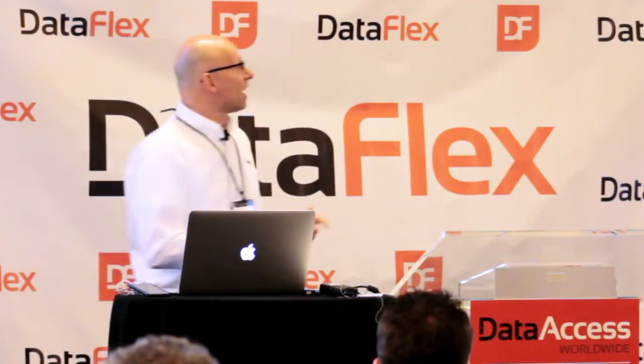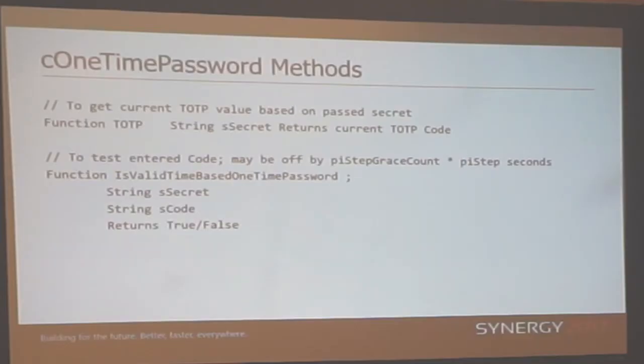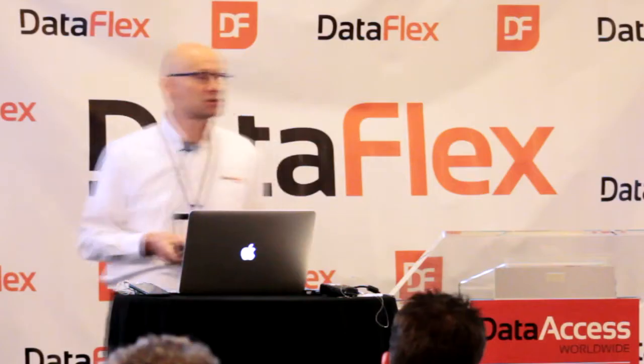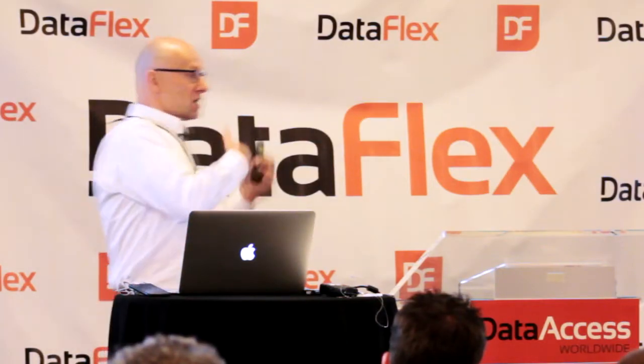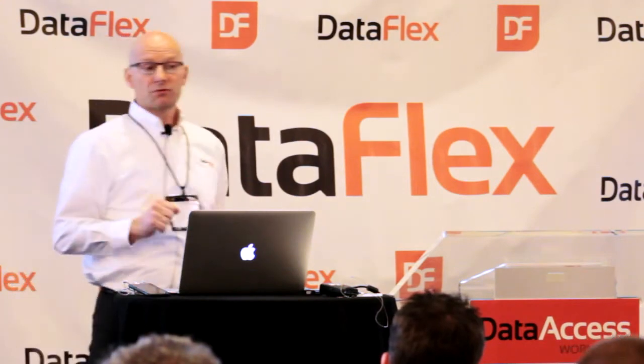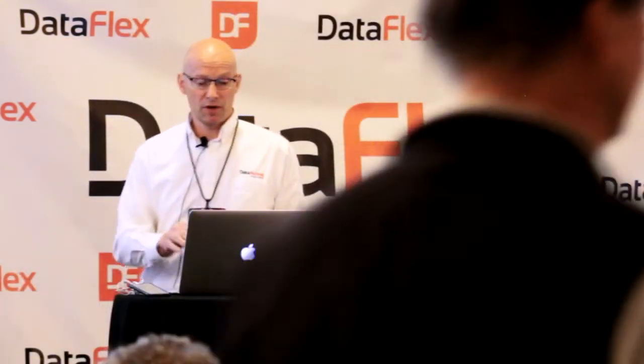And then we have a function called is valid time-based one-time code. This function will simply give true or false. Do you have a valid code? You pass it a secret. The secret is the password that both ends know. You pass it the code that has been typed in, and it will give you a true or false. That's as simple as it is. So you simply need to define a form where people can enter the code, and then you call this function together with the password, and that's how you make it work.